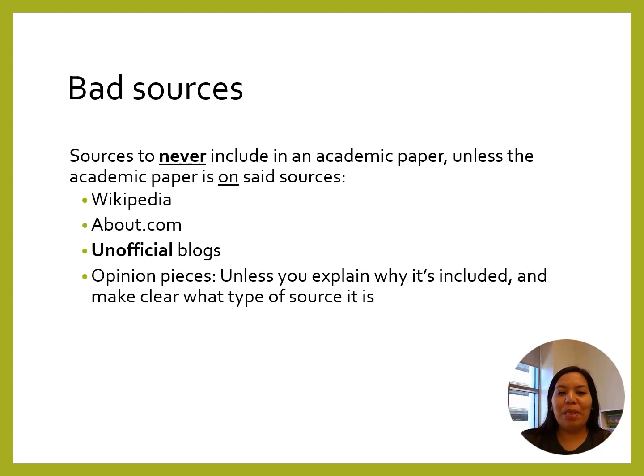So here we have some other examples. I don't think I'd call them necessarily bad sources, just not the best sources to use. These sources are probably good for getting a general overview in terms of information, but they're not very reliable. So sources to never include in an academic paper unless the academic paper is on the source itself. These include Wikipedia, about.com, unofficial blogs, and opinion pieces, unless of course you explain why it's included and make clear what type of source it is.